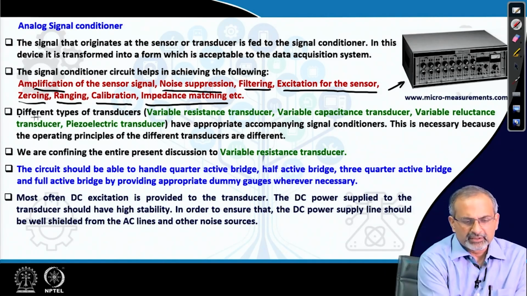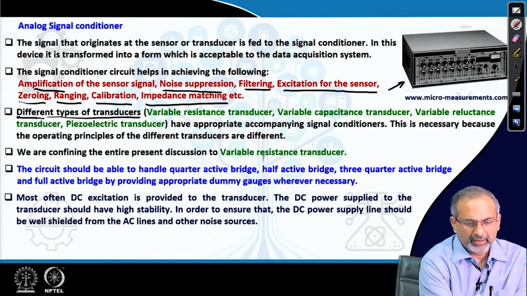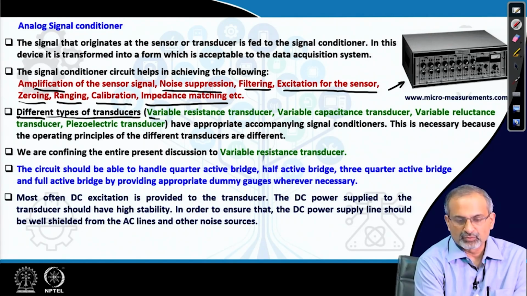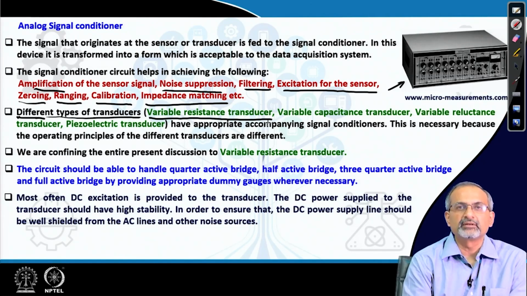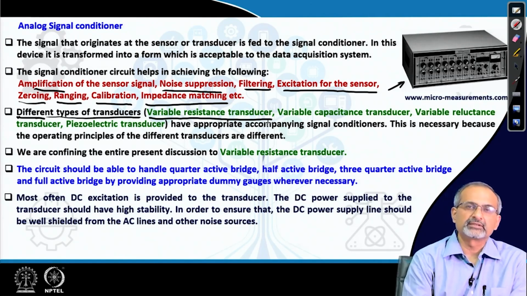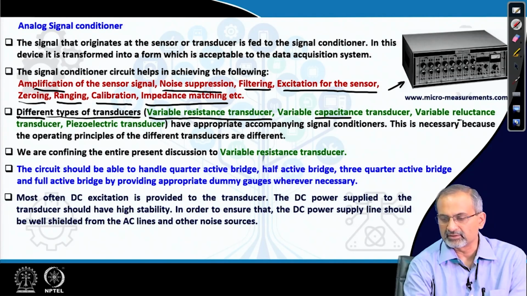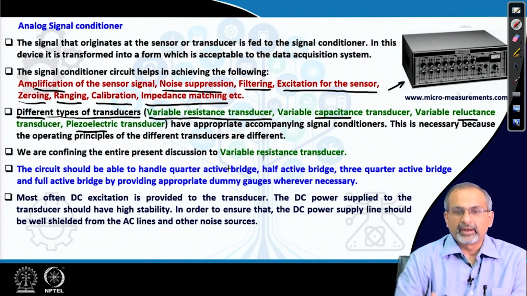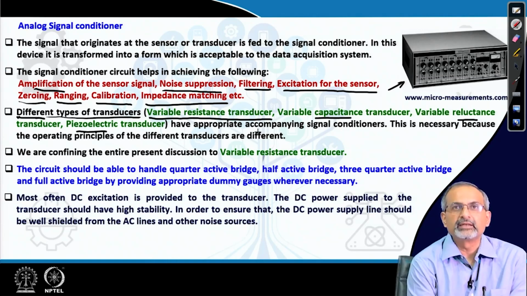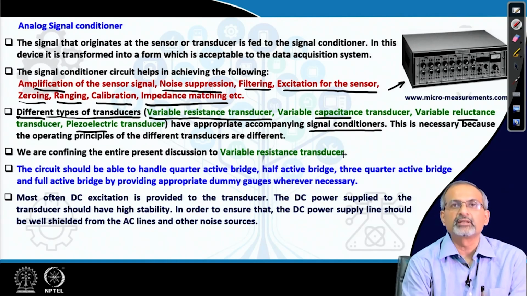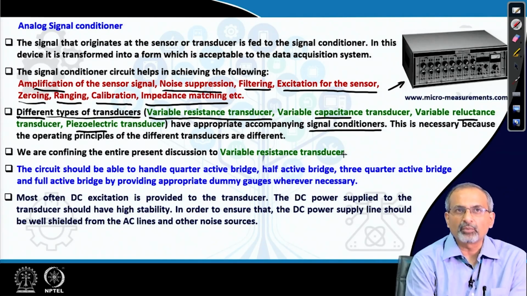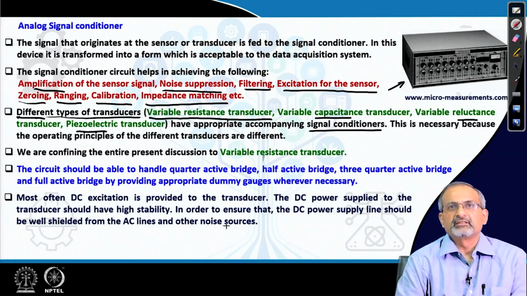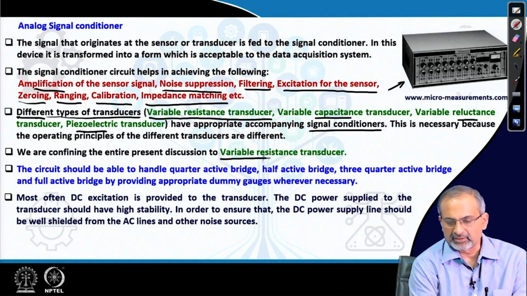So, there are different types of transducers that you may need to handle while you do the measurements. We are mostly concentrating our discussion on variable resistance transducers, but we have discussed earlier also that there could be other kinds based on capacitance, reluctance, or piezoelectric transducers, and they have to be appropriately accompanied by corresponding signal conditioners which are compatible with them. This is because the operating principles of the different transducers vary. As I said, we are going to concentrate on variable resistance transducers.